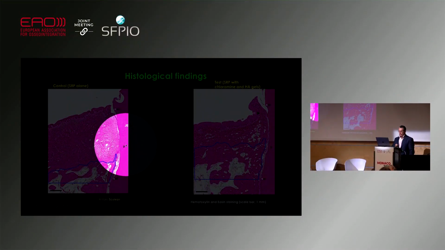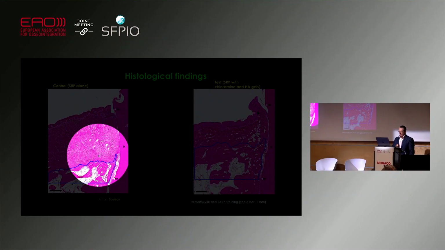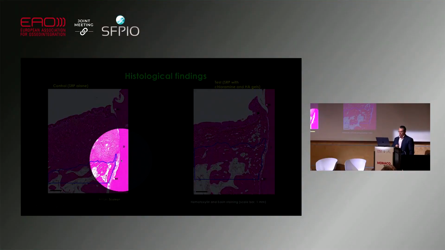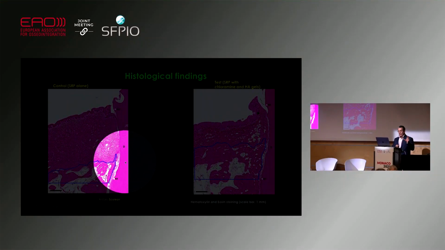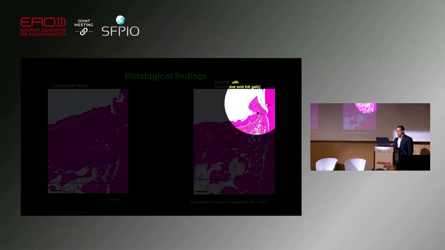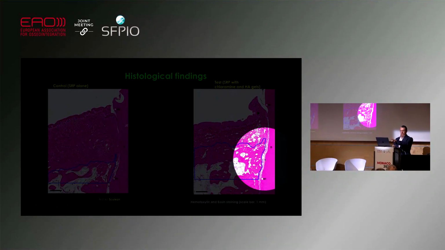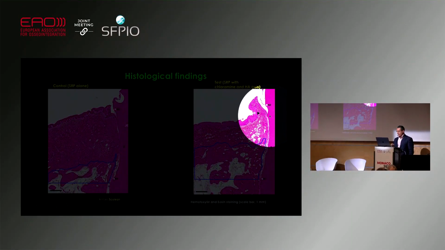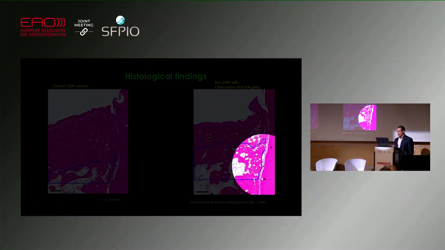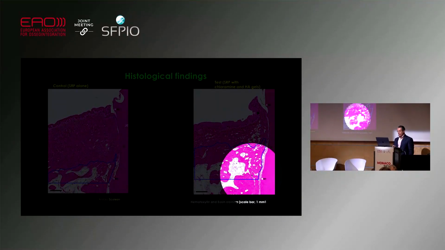We have the root surface, we have the proliferation of the epithelial cells, and we have some regeneration in the apical part of the defect. We always have some spontaneous regeneration, always. However, when you compare the control with the test, you see a huge difference. You don't even need statistics here. You can see it also with the naked eye that we have less proliferation with the epithelium, significantly more formation of cementum, periodontal ligament, and bone in this area.